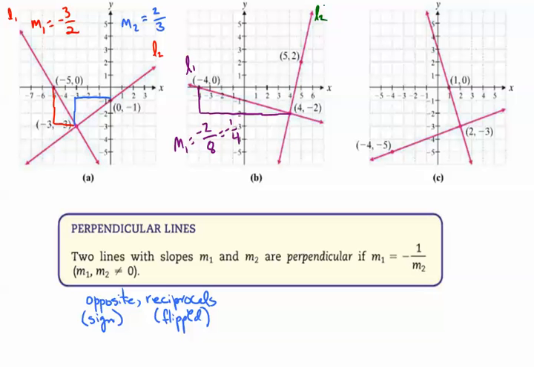So let's see if that works out. We start at a point, up 1, 2, 3, 4, right 1. So m sub 2, the slope of the second line, is 4 over 1, which is 4. And again, we see that the slopes are opposites and reciprocals. Okay, we'll take a look at one more example here then.